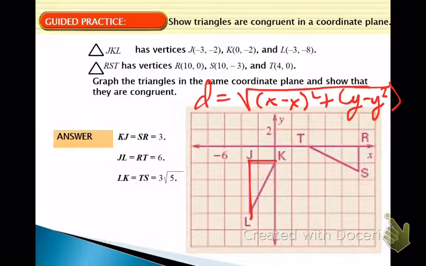And I'll leave that for you guys to verify, but you'd need to go find the length of all the sides and make sure that all 3 sides are the same. Here it shows KJ and SR are both 3, JL and RT are both 6, and LK and TS are both 3 square root of 5 by the time you're done simplifying the radical in your distance formula. Unfortunately, you'd have to use the distance formula for LK and TS. Okay? All right, so that's it there in the coordinate plane.